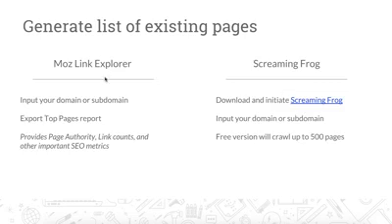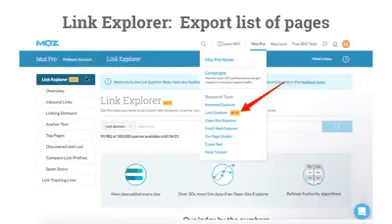Another tool you can use is the Moz Link Explorer. The good thing about Link Explorer is that there are metrics that will help you prioritize once you've acquired that list of URLs. Now, you could also use Google Analytics and sort by traffic or conversion rate. You just want to have a tool that will give you a list of URLs on your site and then have metrics that will allow you to prioritize and sort. So we'll do that with Link Explorer.